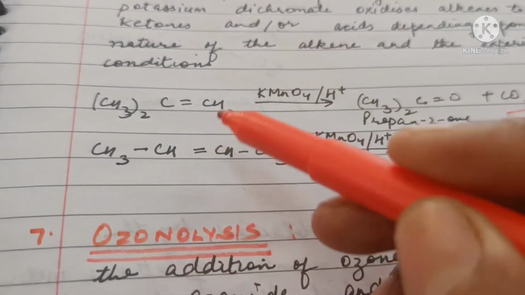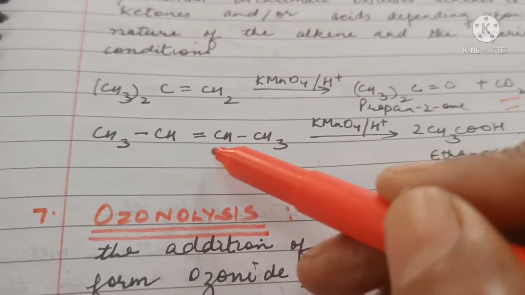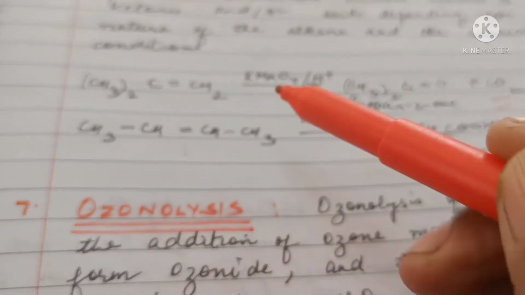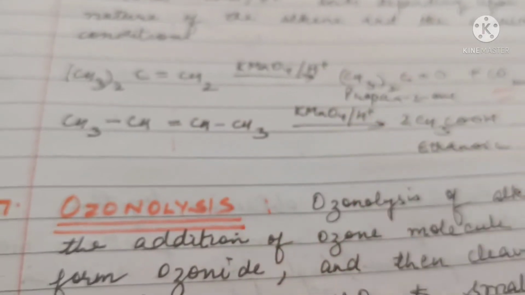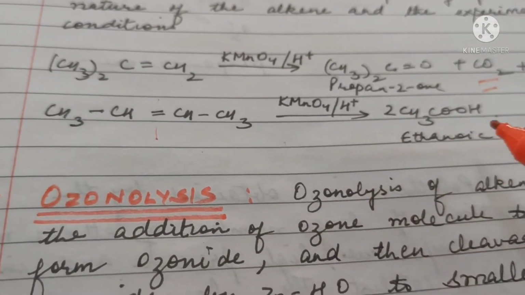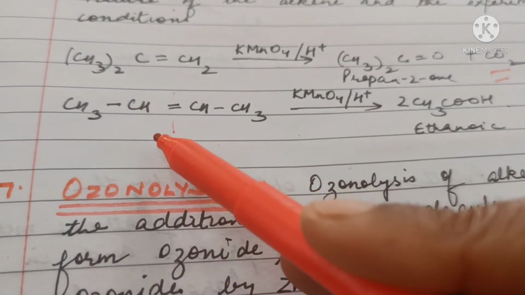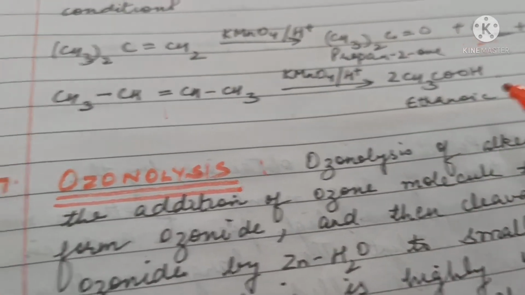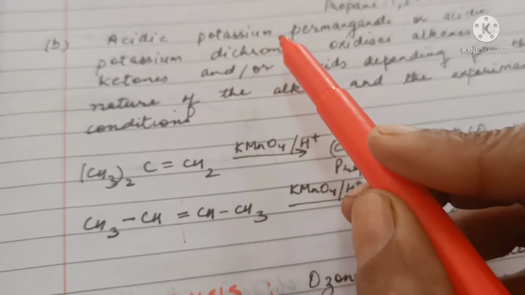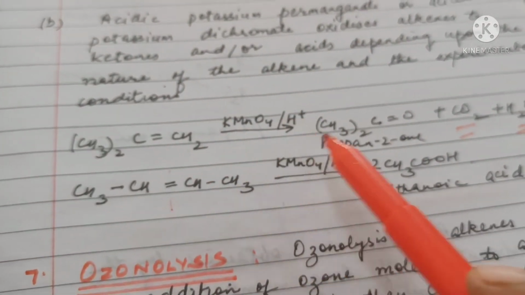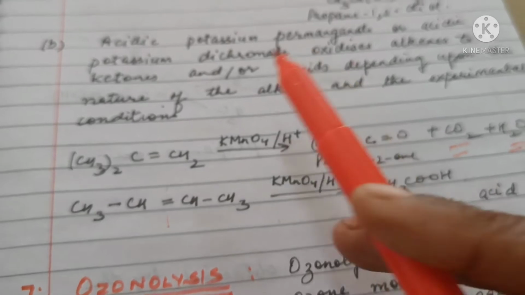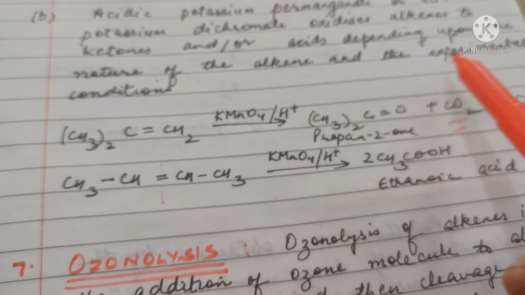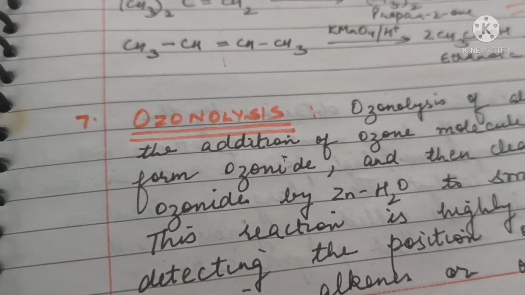And in case it's not terminal, the double bond is present in between the molecule, then it will break from here. One oxygen gets added here to form aldehyde, another gets added here to form aldehyde, and two aldehydes will be formed, but they will be further oxidized into ethanoic acids. So with the acidified potassium permanganate, the oxidation occurs in such an extent that either ketones and or acids will be formed depending upon the nature of alkene and the experimental conditions.